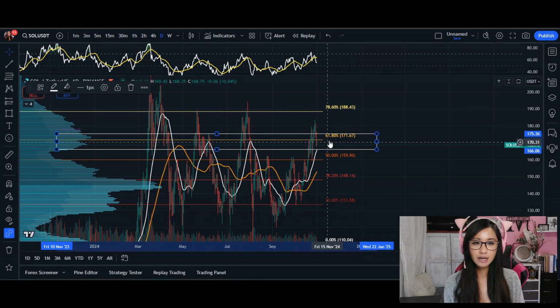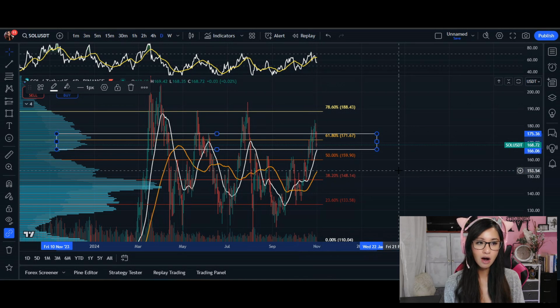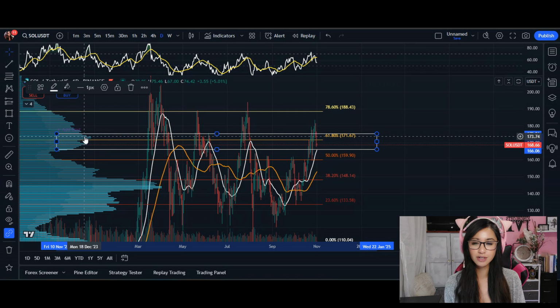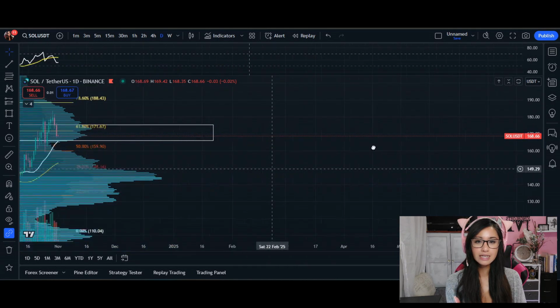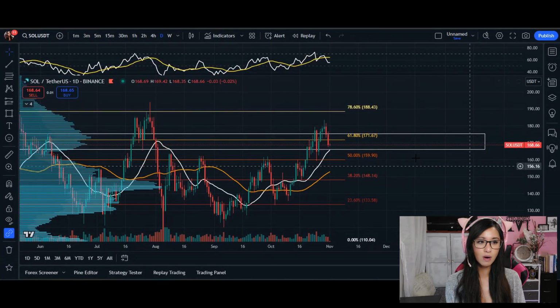If the price for Solana is able to hold onto the $166, then most likely we are going to come up and retest these two nodes here. If you guys can see on the left-hand side here, $173, $172 as an area of resistance. So that area is going to be a resistance if we're able to hold slightly above the 166.